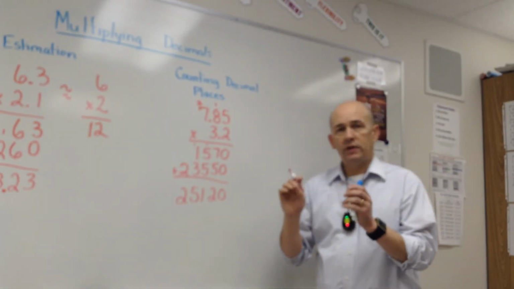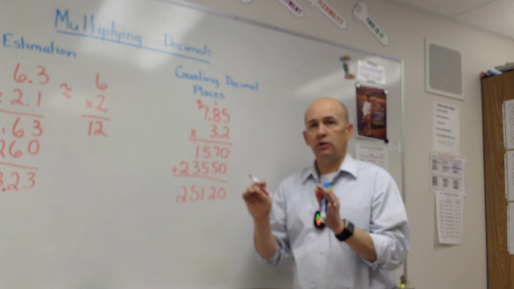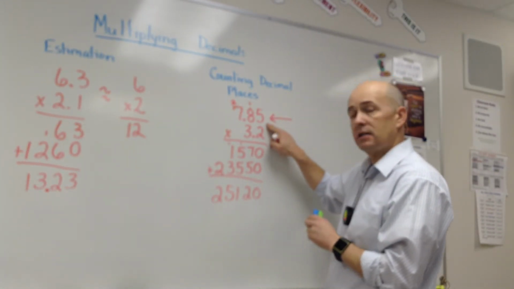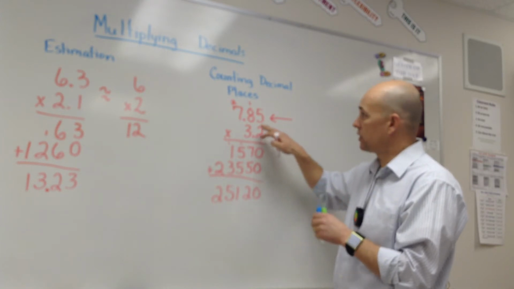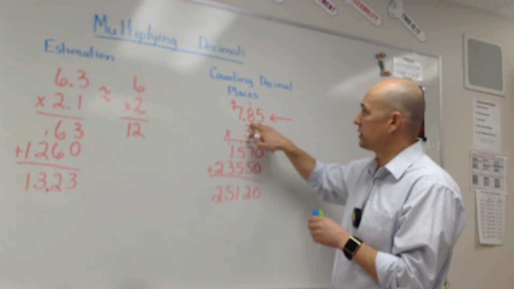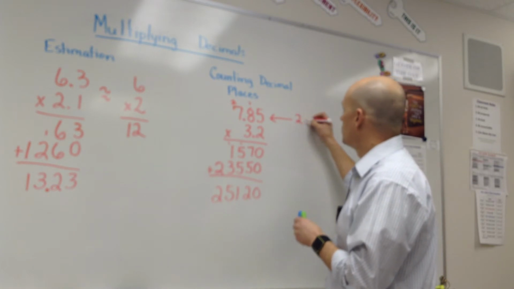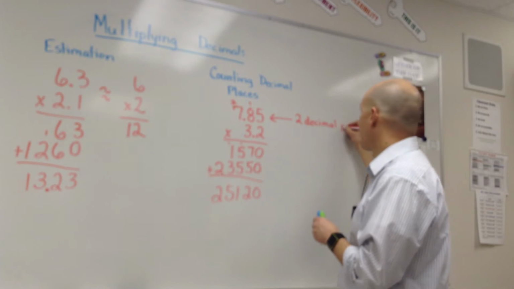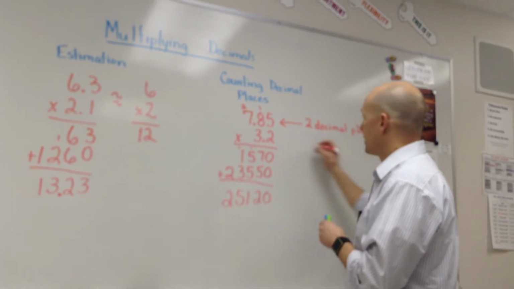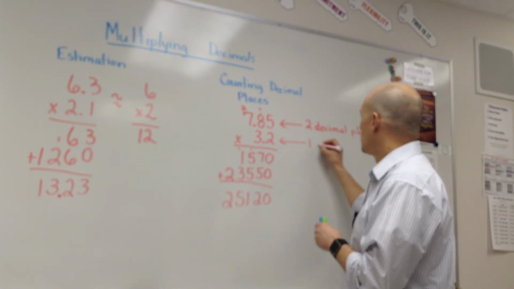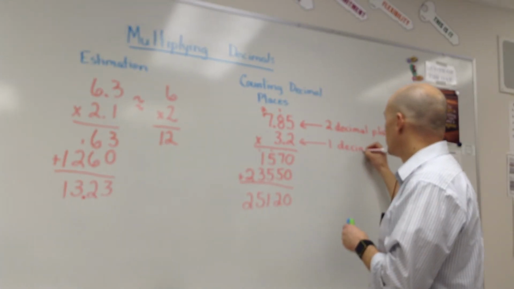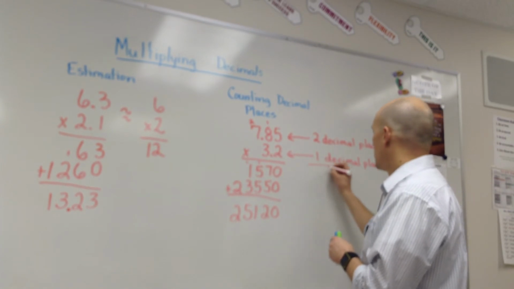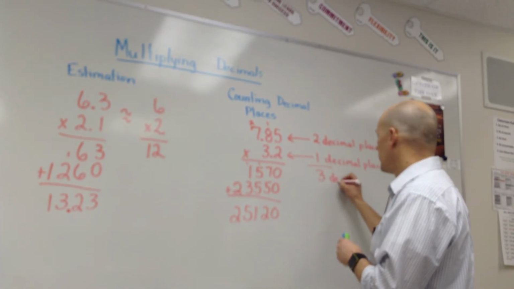Now, when we say counting decimal places, what we're going to do is in the factor, I'm going to ask myself how many numbers were after the decimal point. How many decimal places are there in this number? Well, there's 2. There's 2 decimal places. And in my second factor, there's 1 decimal place. So total, I have 3 decimal places.